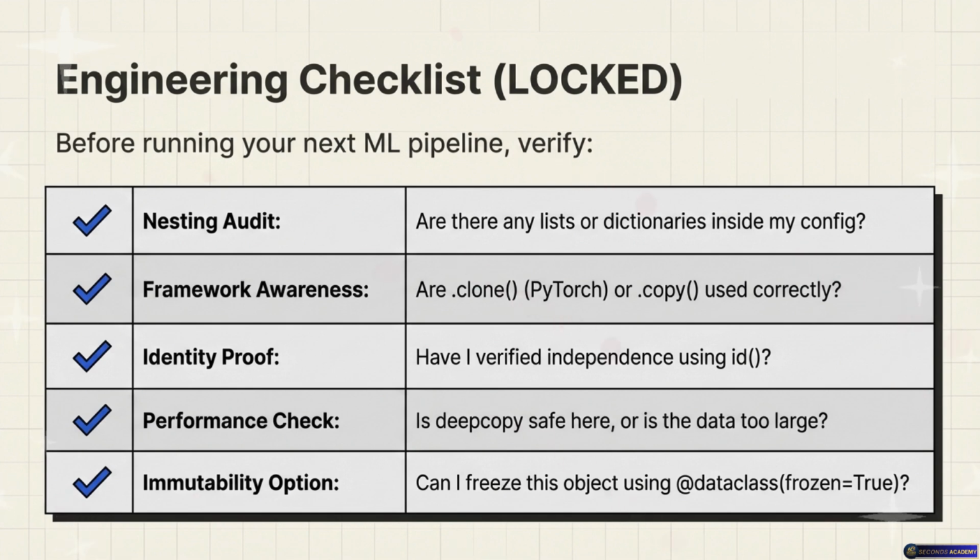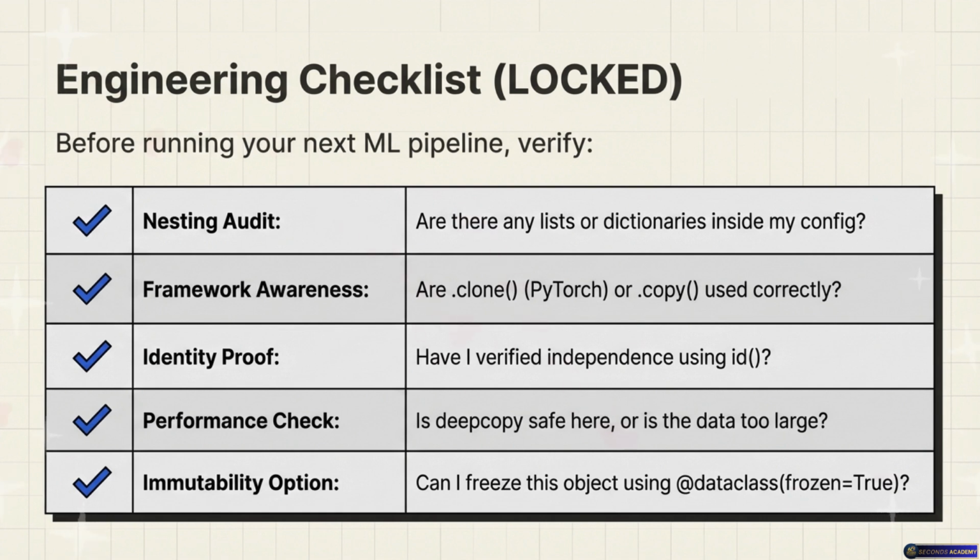Got it. Step 2 is framework awareness. Which means context switching based on the library, knowing that NumPy requires .copy to avoid views, and PyTorch requires .clone to maintain the gradient graph. You can't treat them all like standard Python. Exactly. Step 3, the identity proof. Never blindly trust that an operation gave you isolated memory. Prove it. Prove it with code. Yes, use the id function to verify that the memory addresses of the nested objects are completely different.